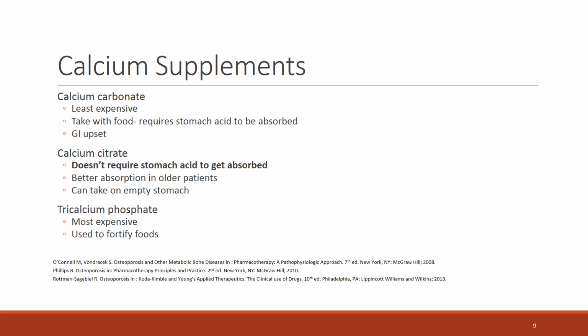Calcium citrate is very good for our elderly patients or patients that are on proton pump inhibitors or H2 blockers. It doesn't require stomach acid to get absorbed. So if somebody is not taking it with food, our elderly patients already don't have enough stomach acid, and patients who are on proton pump inhibitors don't have enough stomach acid, then this is a better option for them. And then the tricalcium phosphate is mainly used to fortify different foods with calcium.